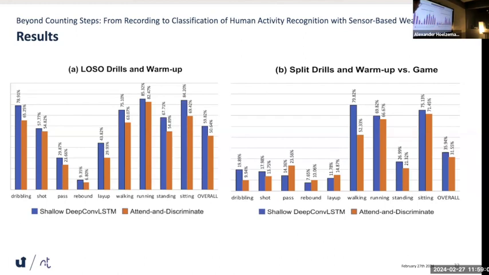Periodic activities like running, walking, and sitting were still recognized quite well. Standing is something which we later realized is not really happening in a game. Of course you stand, but you do not stand in a static position. When you would like to get noticed, you're moving, you are trying to get the ball, so there is no static standing.